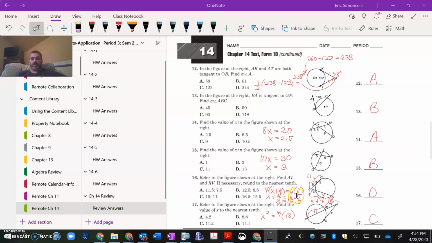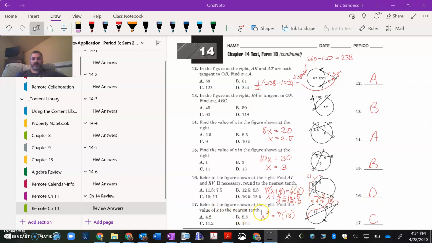Okay, so we'll do the math. What I actually did here is multiplied 6 times 11 and I divided by 4. So 66 divided by 4 is 16.5. I subtracted 4, and therefore x is simply 12.5. When I get x, I can plug it in to find what? 12.5 plus 4 to get this full secant AV to be 16.5. So the answer must be what? D, which is the first part 16.5 and the second part 12.5, which speaks to RV, letter D.